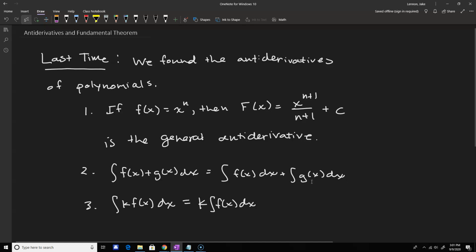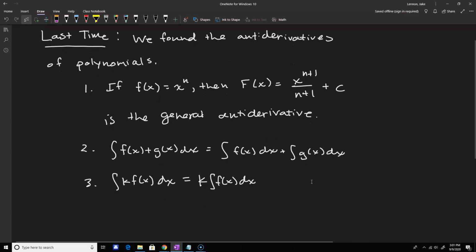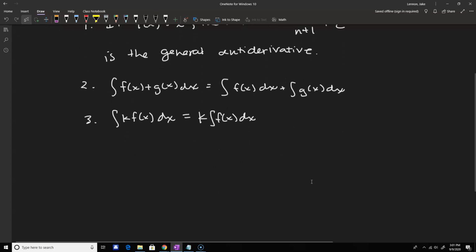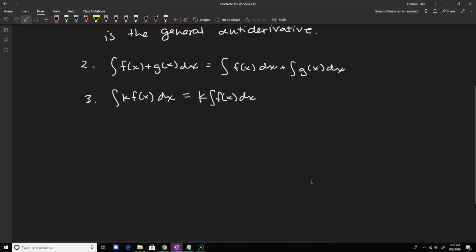So we want to start today by looking at the other classes of functions. Remember that notation, the elongated s followed by the dx just means find the antiderivative or the general antiderivative of whatever's inside. So for logarithmic functions, let's start there.